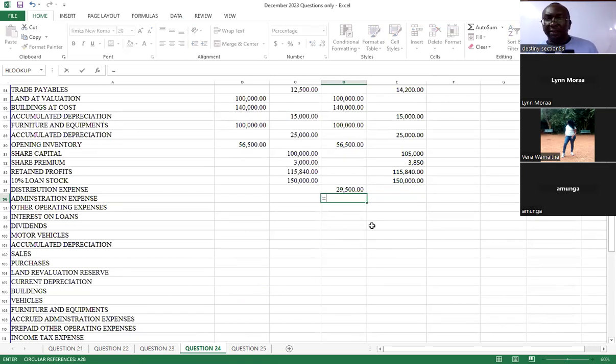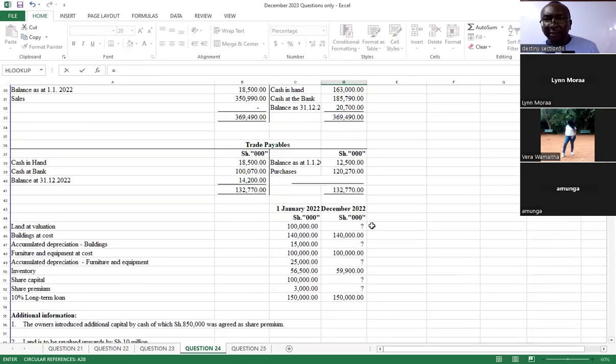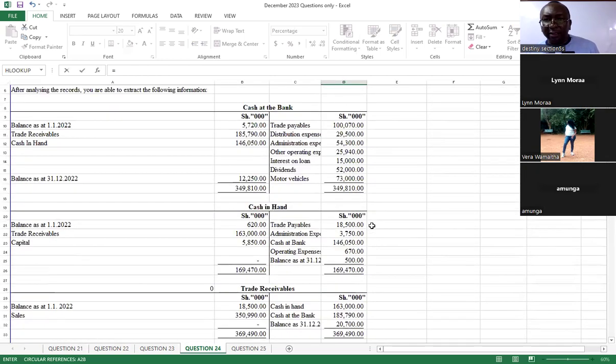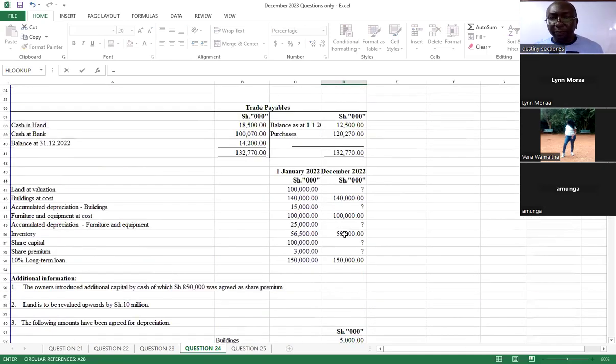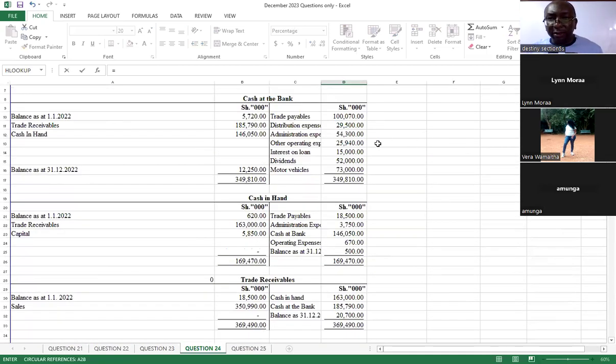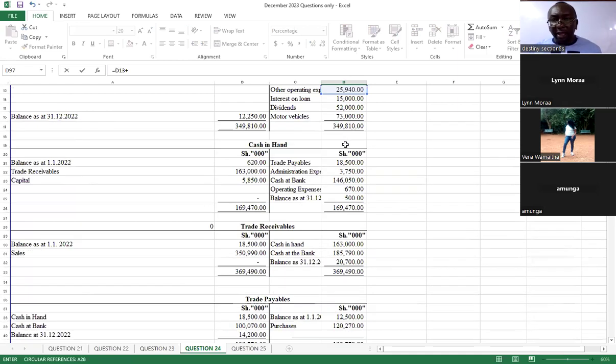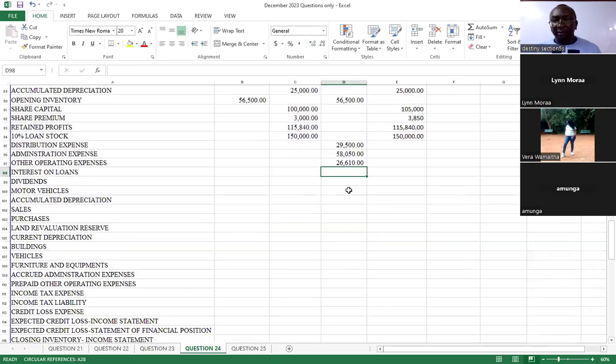Then we go to the administration expense. The administration expense is also a debit balance, but is appearing on two ends. You see, we have this one here, plus there is this one here. So we are supposed to capture them that way. Other operating expenses, they are also debit balances. So we come to this account, we pick this one, then we add this one and we enter.